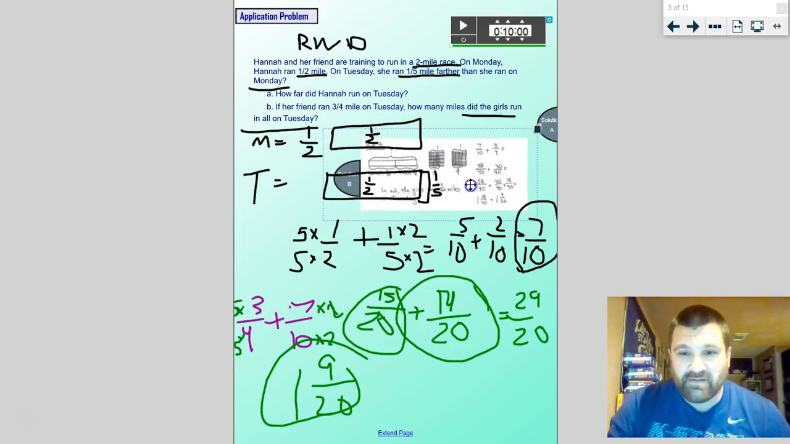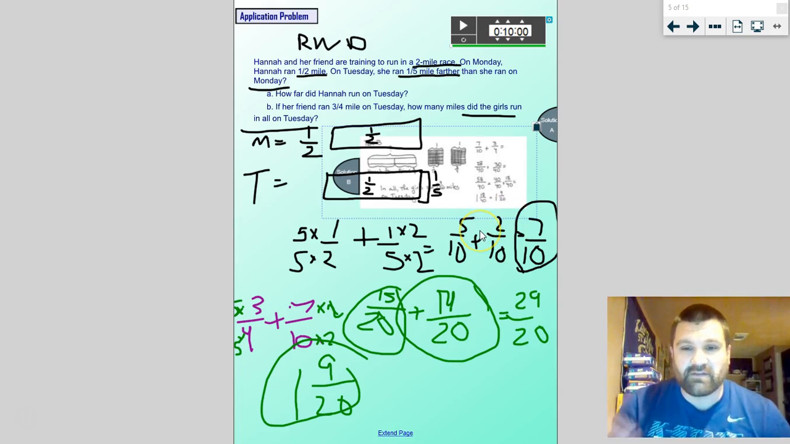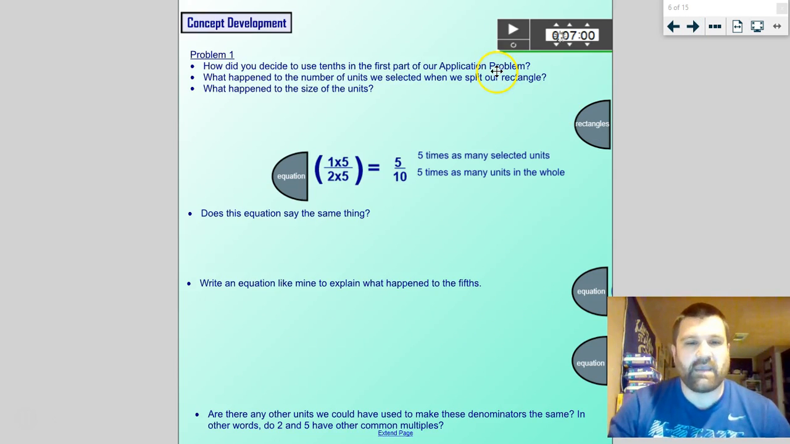Now let's check. Here, zoom in. 1 and 9 20ths. Perfecto. Primo. Let's move on. Okay, we're going to skip this one.